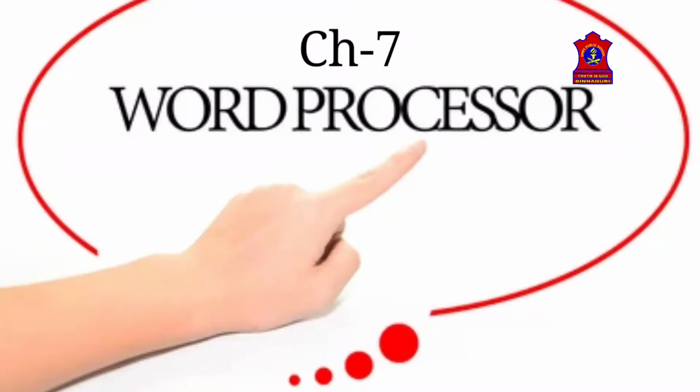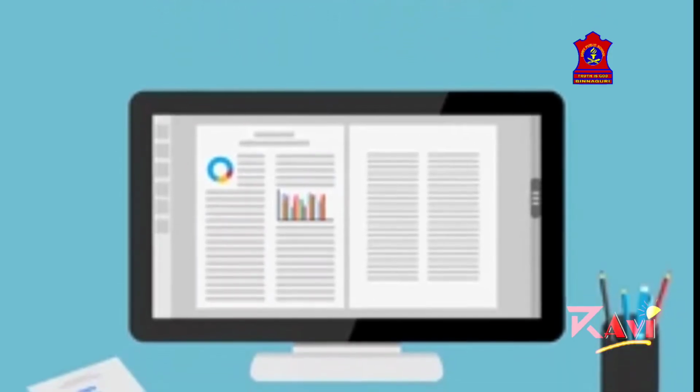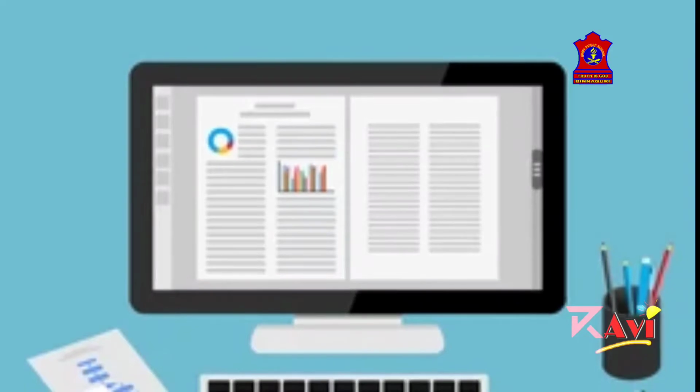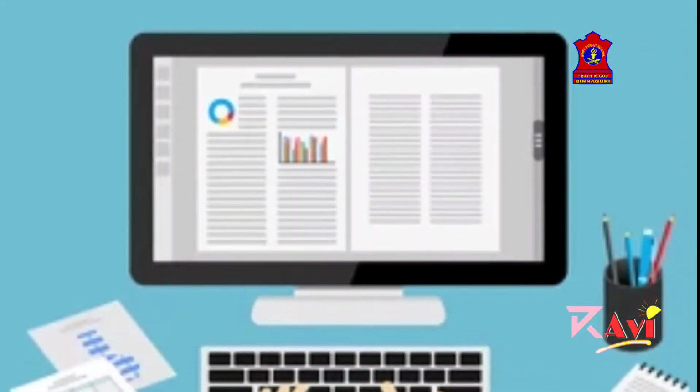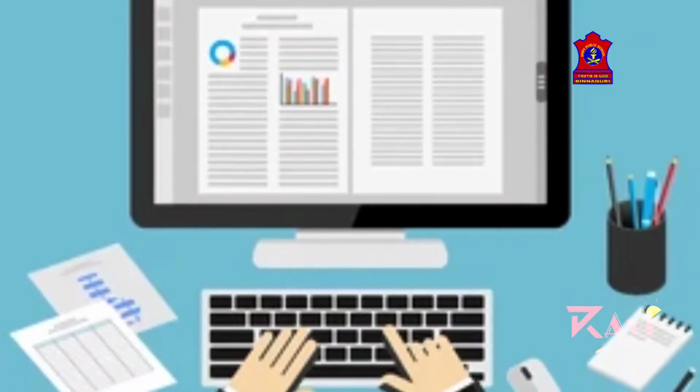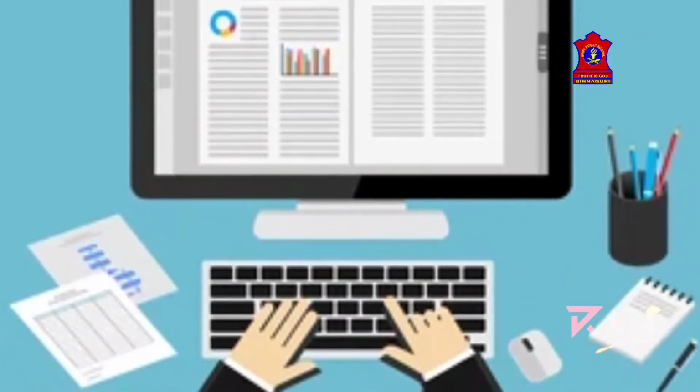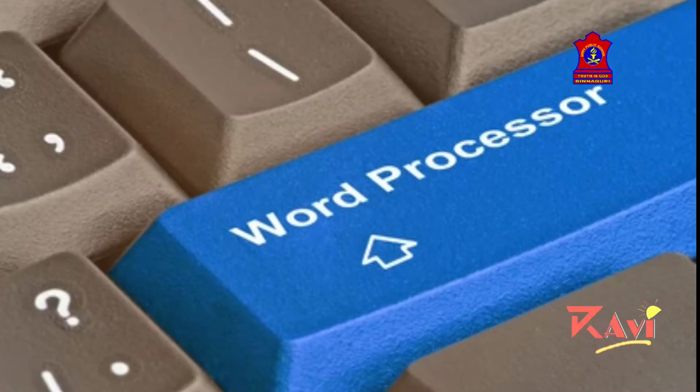Dear students, today we are going to start a new chapter, chapter number 7, Word Processor. You have learnt WordPad and MS Word, which are word processors. In this chapter, you will learn some more about word processor software, which is used to type messages, letters, etc. So let's start this chapter.